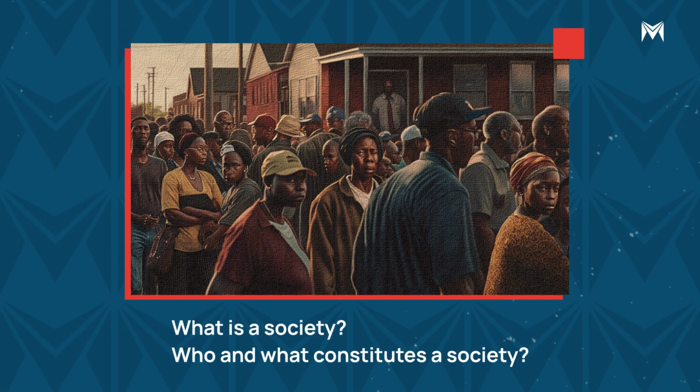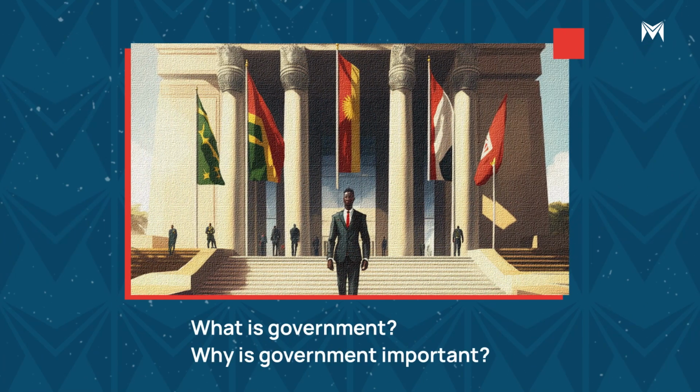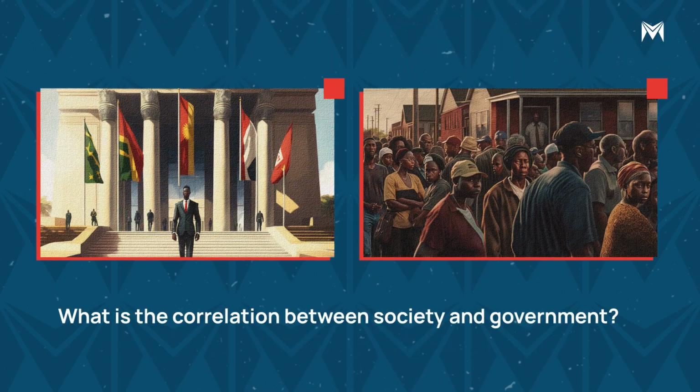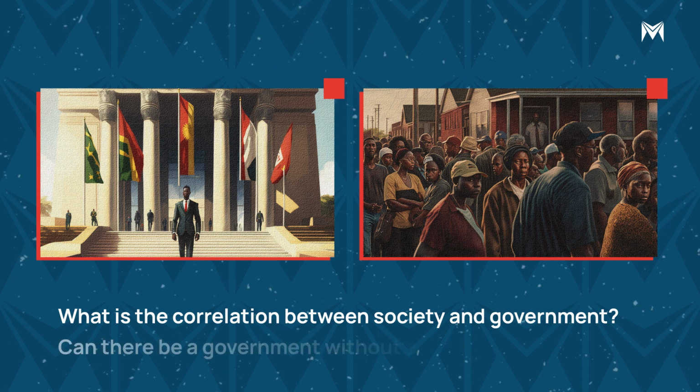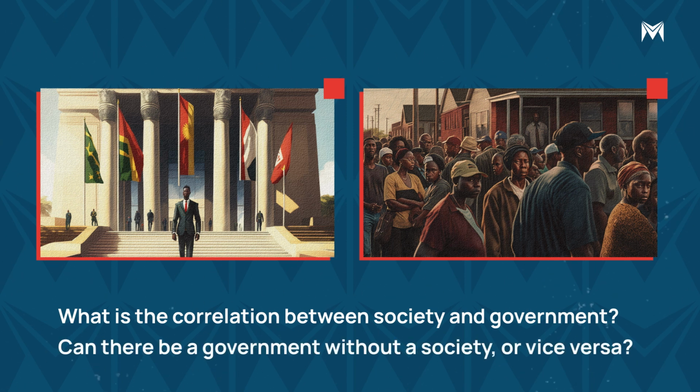Now that we understand what a society without government means, you probably have many questions. Questions like, what is a society? Who and what constitutes a society? What is government? Why is government important? What is the correlation between society and government? Can there be a government without a society or vice versa? If any of these questions bother you, you are in the right class. You have asked the questions. Now let's answer some of them, okay?